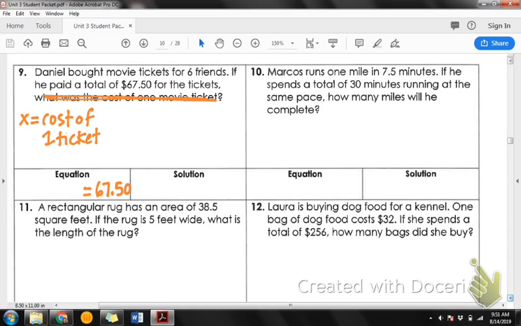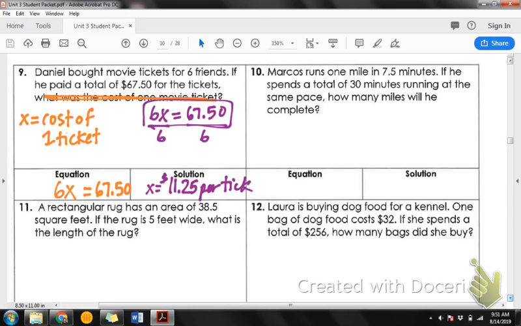But then think about the step right before that: you need to multiply 6x so that you can then divide by 6. Does that make sense a little bit? Think about the step that has to happen right before that. Because if our equation looks like 6x equals 67.50, to get x by itself we have to divide, which is what you wanted to do anyway, right? So the step right before that is a multiplication problem, okay? And what are we getting each ticket to be? $11.25 per ticket. Awesome.